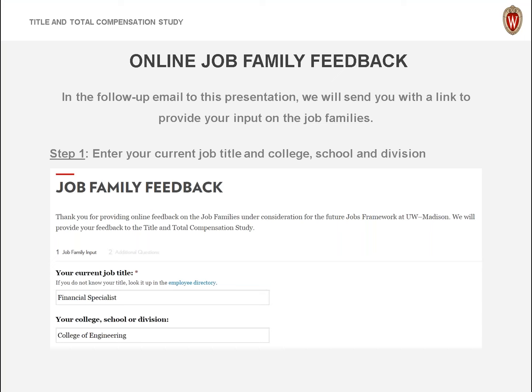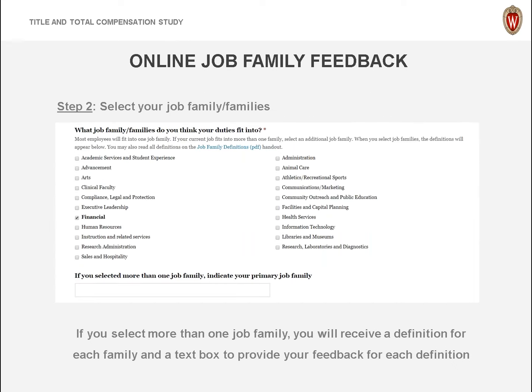So let's walk through what that online job family feedback is going to look like. As I said, about an hour after this presentation ends, you will receive a link to provide your input on the job families. In that link, you will open up to this form, the job family feedback form. You will provide us with your current job title and your college, school, or division. Then you will look at which job family you believe your job fits into. You'll be able to read all the definitions of the job families by hovering over the job family definitions PDF.